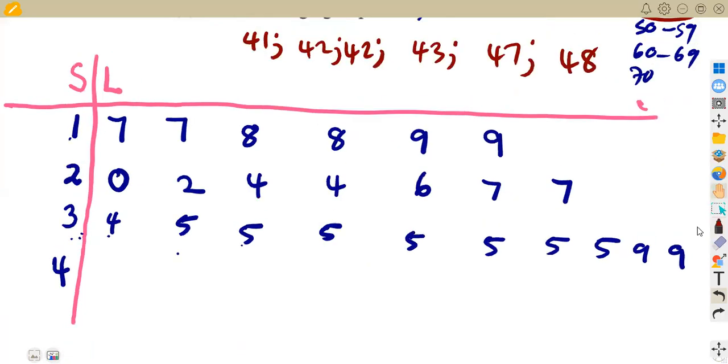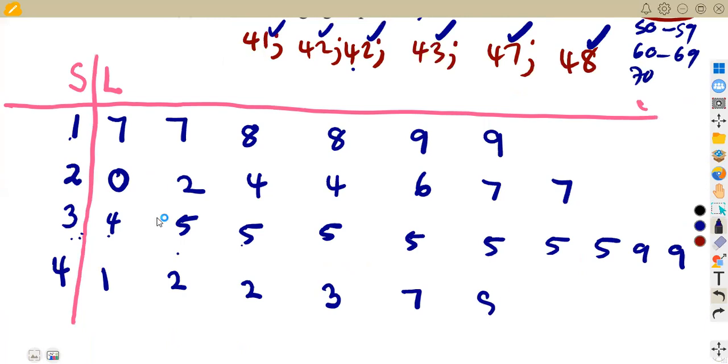If we take them properly, we have taken the stem already, the 4 is taken. So what do we remain with? We remain with the 1, that is your leaf. Here we remain with a 2, and here a 2 again. Here we remain with a 3, here with a 7, and here with an 8. That's your leaf. So that is what you're going to have in that case: 1, 2, 2, 3, 7, 8. So it's good. 41, 42, 42, 43, 47, 48. These are the numbers. Okay.